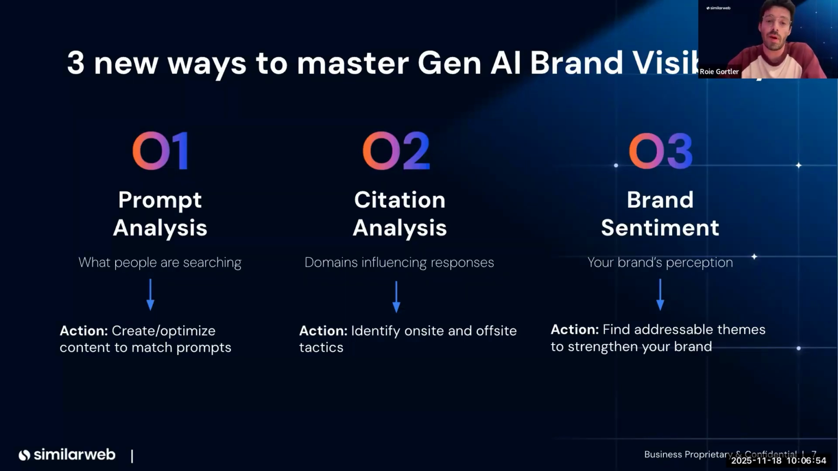We've got three new ways to master Gen AI visibility using the brand visibility platform. First, we will dive into prompt analysis and show you how we can help you understand what people actually search for. Then we'll move to the new citation analysis, which helps identify the domains and URLs that are influencing the responses coming from AI. And lastly, we will show you brand sentiment, also a new report, to truly understand how you track your brand perception in Gen AI. But of course, we will show you a few other exciting parts of the platform.